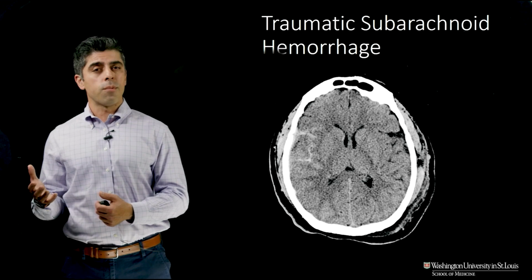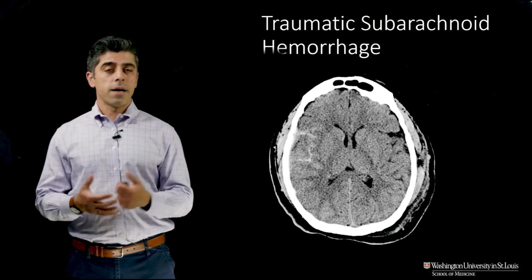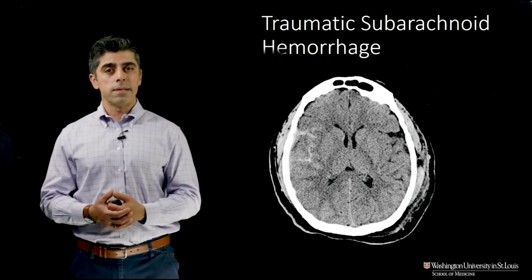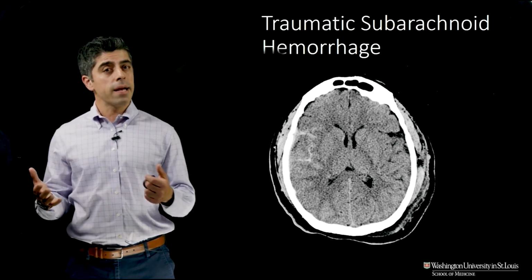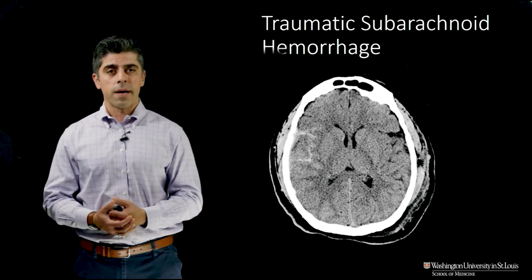The other thing to consider with subarachnoid hemorrhage is if it's not an obvious TBI pattern, you may want to consider ruling out vascular malformations, as patients with aneurysms and AVMs can present with subarachnoid hemorrhage.